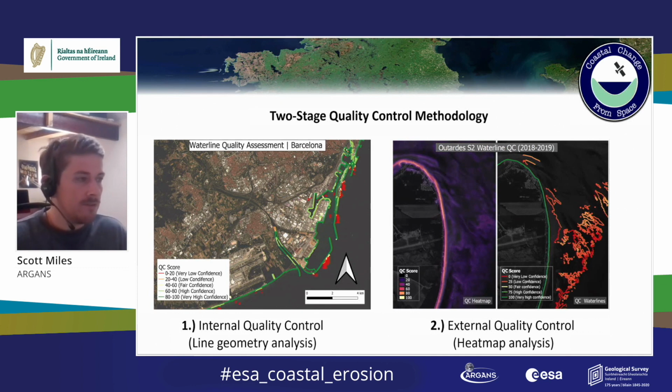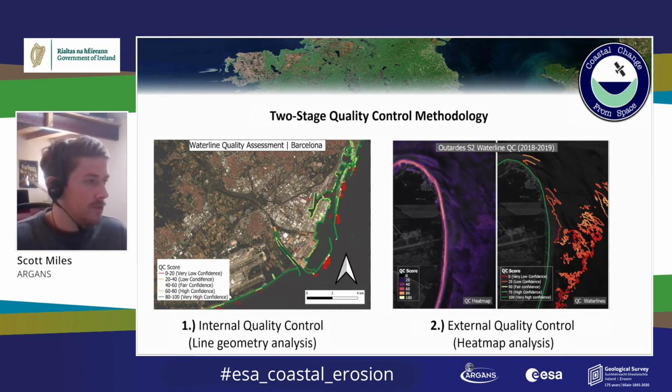So this image on the left is showing the artifacts out to sea, which have been highlighted as having very low confidence that this gives a true representation of the waterline. So the score for each segment of the line is between 0 and 100, where 0 is very low confidence and 100 is very high confidence.